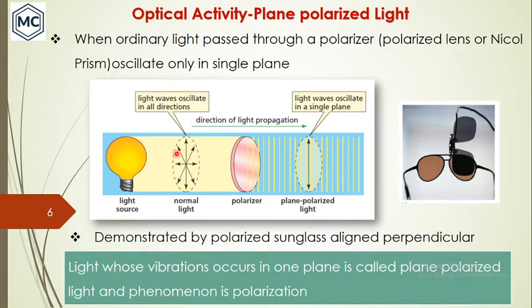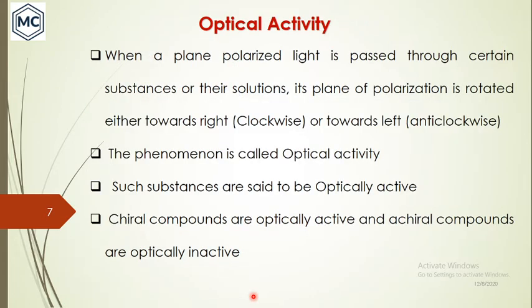So light waves oscillate in all directions without a polarizer. If it passes through a polarizer, it is directed into only one plane. This is demonstrated by using sunglasses. When using polarized sunglasses, light aligned perpendicular will not be permitted. So light whose vibration occurs in one plane is called plane polarized light, and the phenomenon is called polarization.